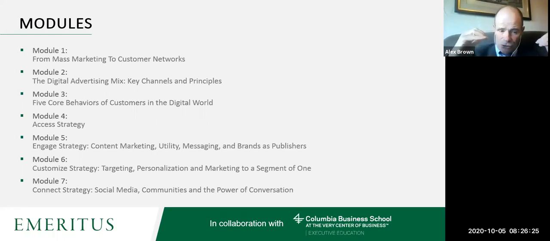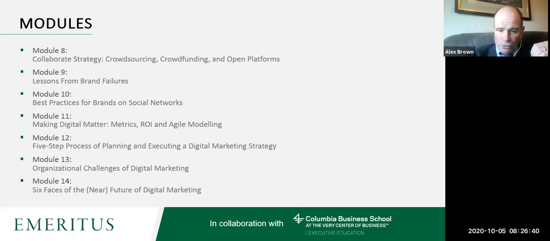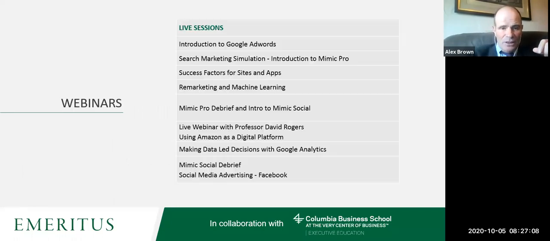or behaviors that I've just gone through in detail. Access strategy, engage strategy, so it's content marketing, utility, messaging, brands as publishers. Customize, connect, so social media, community, crowdsourcing, crowdfunding, open platforms, things like Linux, and that's super interesting. Lessons from brand failures, best practices on social networks, making digital matter, so the metrics behind it, that's obviously super important. 5-step process of planning and execution, organizational challenges, and then to the future.